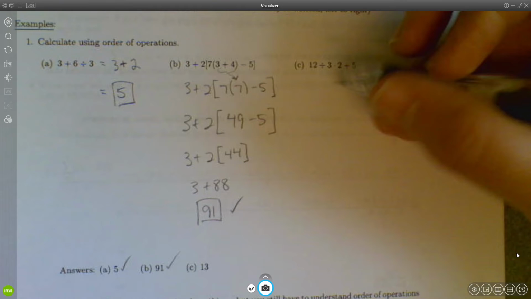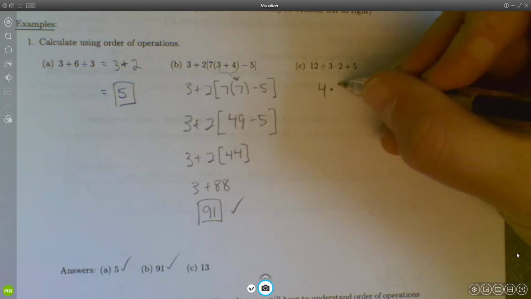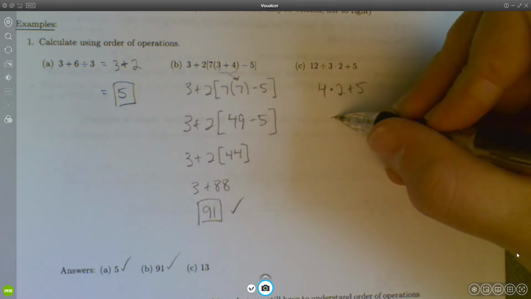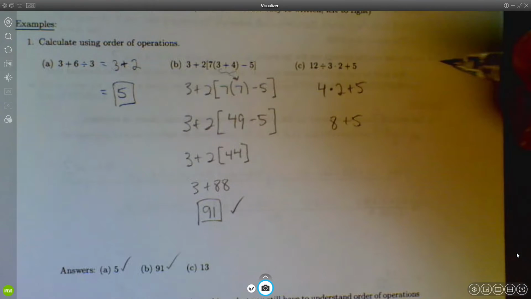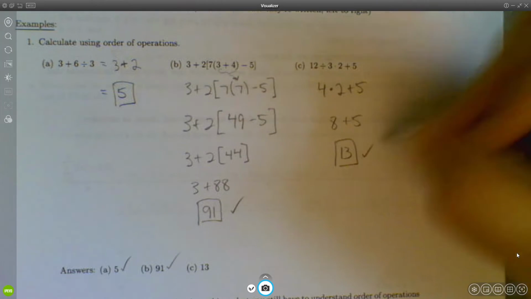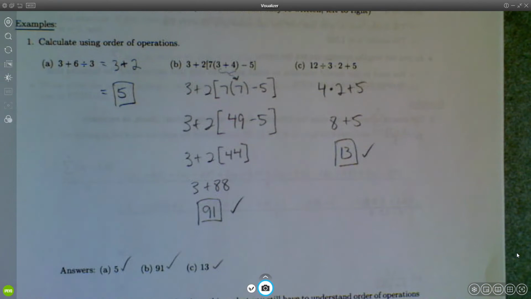12 divided by 3 is 4. Everything else stays the same. Then we're going to do the multiplication. And then finally we can do that addition. And we get 13, just like the answer says we should.